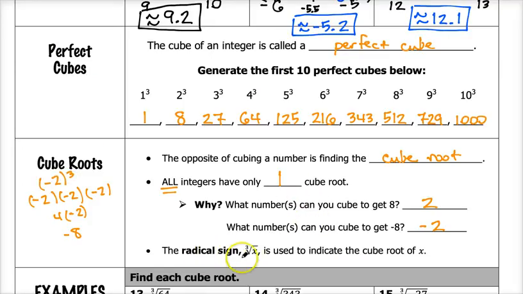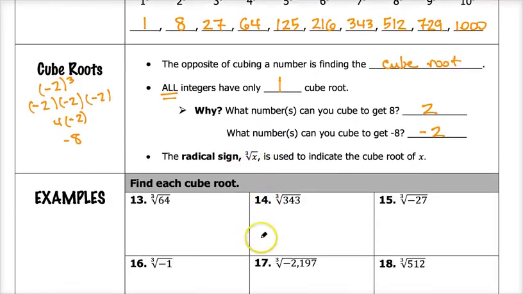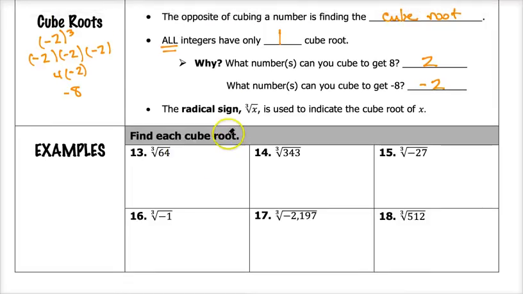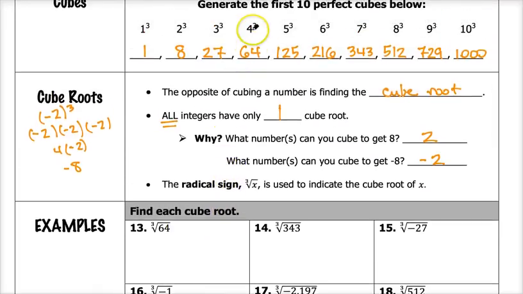We also use the radical sign when talking about cube roots. It looks like this, though. Notice there's a tiny little 3 up there inside that radical sign, and that means the cube root of x. Okay, the cube root of x. So for number 13, if you see this symbol, this means the cube root of 64. And it means what number times itself 3 times gives you 64. Well, we know from our list up here that 4 times itself 3 times will give you 64.